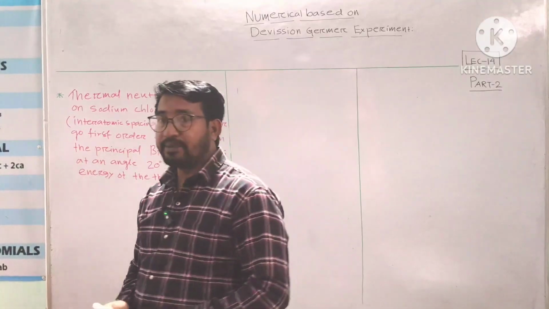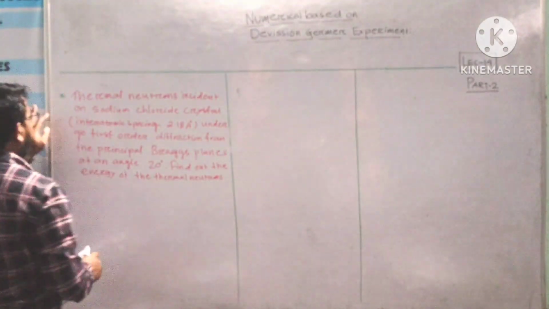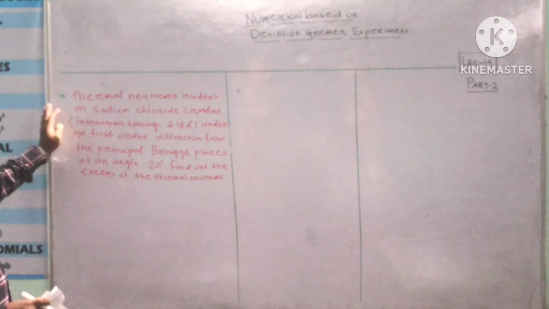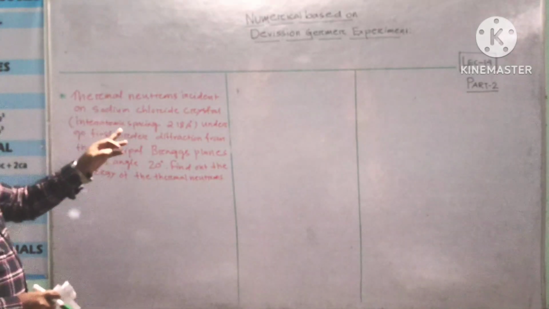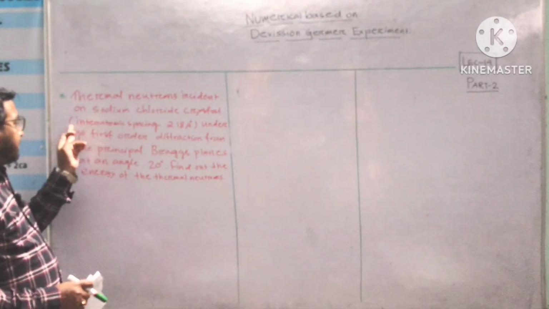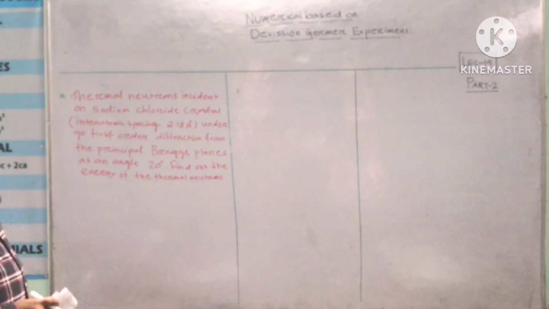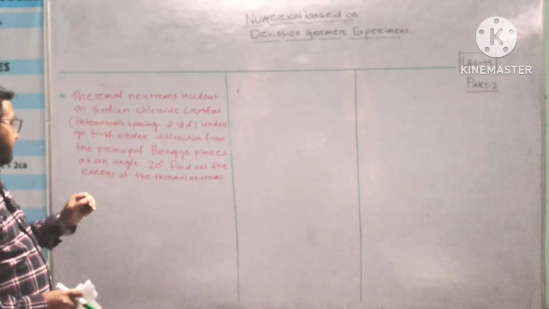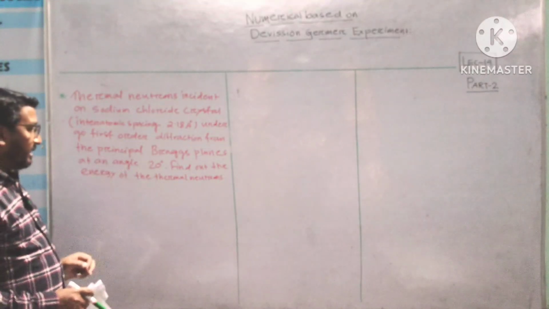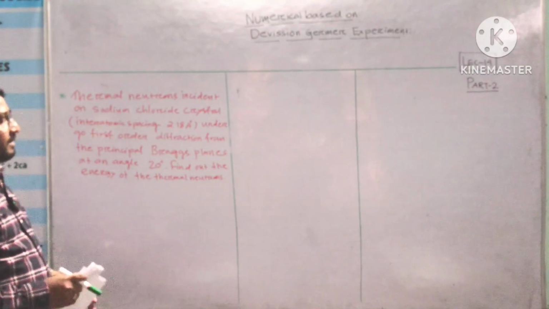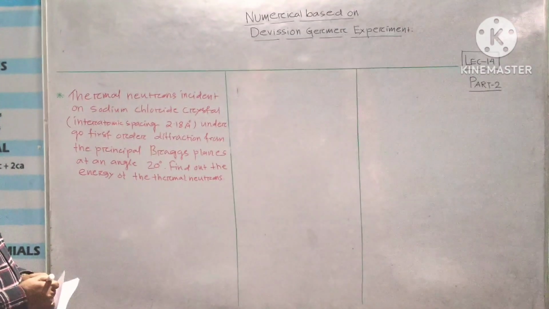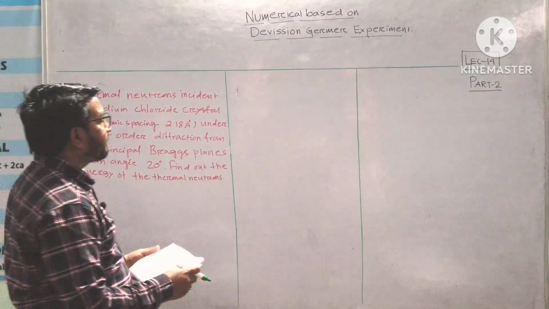Okay, our next problem. The statement of this problem: thermal neutrons incident on a sodium chloride crystal, with interatomic spacing 2.18 angstrom, undergo first order diffraction from the principal Bragg's planes at an angle of 20 degree. Find out the energy of the thermal neutrons. So the given information of this question.